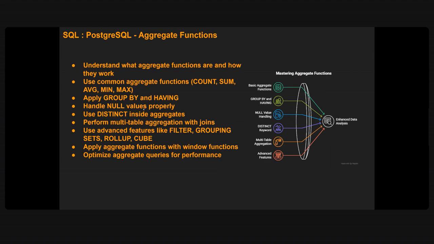Okay, and perform multi-table aggregation. So you have multiple tables, like customer table, then you have sales table, then marketing table. So you can perform multi-table aggregation with joins. Whatever we have learned about joins earlier, right, in the previous session, we're gonna make use of it and we'll write some complex code to retrieve information.